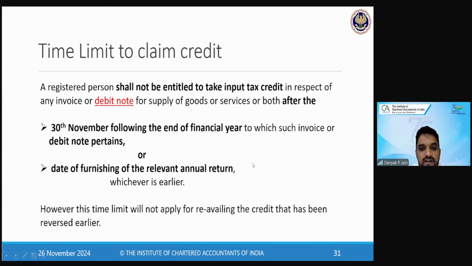However, this time limit will not apply for re-availing. So we had said, no, reversal, re-availing. For re-availing, there will not be any time limit. Last year's credit can be claimed at once. It can be claimed at once or it can be claimed in the monthly credits also. Not necessary at once. You can claim it at once or you can claim it in the monthly returns also.